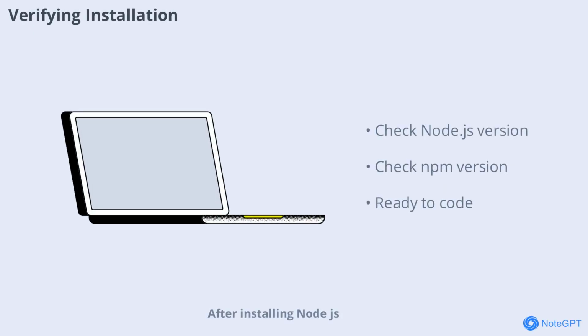After installing Node.js, it's important to verify that everything is working as expected. Open your terminal or command prompt and type node -v to check the Node.js version. Similarly, npm -v will display the npm version. If both commands return version numbers, congratulations, you're ready to start coding with Node.js. This quick check ensures your environment is properly configured and avoids issues down the line.